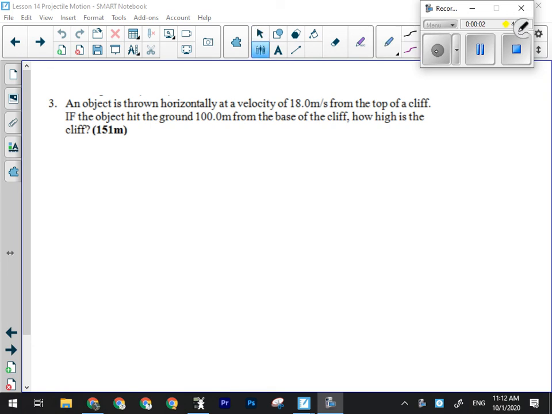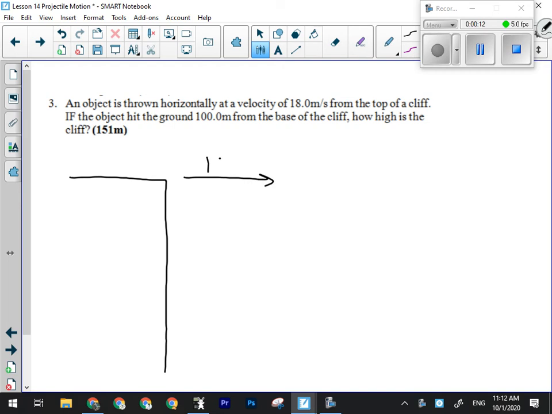Okay, so we have a request here, guys, for number 3 off the worksheet. We have an object that's thrown horizontally at a velocity of 18 meters per second from the top of a cliff. If the object hits the ground 100 meters from the base of the cliff, how high is the cliff?